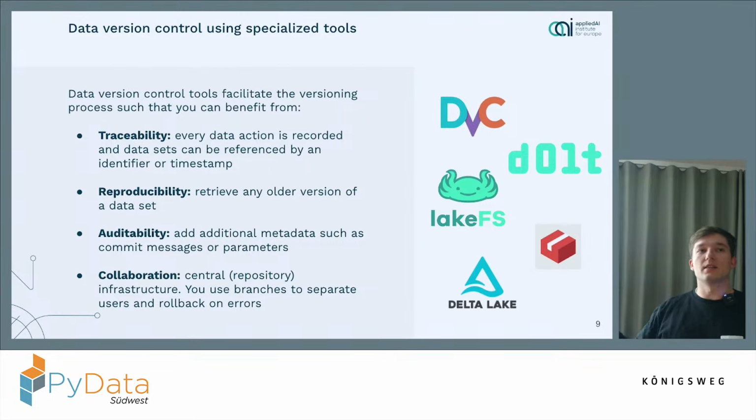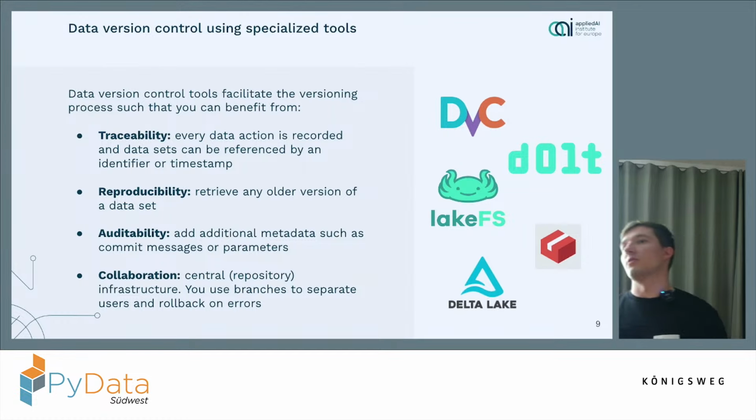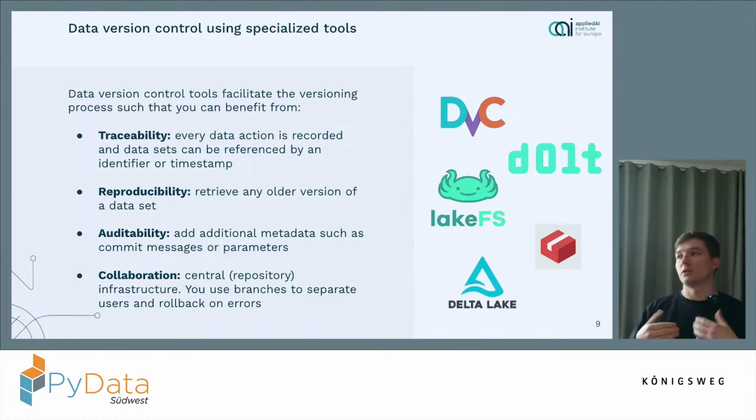So I've hinted at this in the definition before, but traceability, so the actions, the changes that we do to the data, is something that we want to have recorded, and we want to be able to reference these different versions, either with a timestamp or an identifier, but just somehow to have some way to point at the specific version.